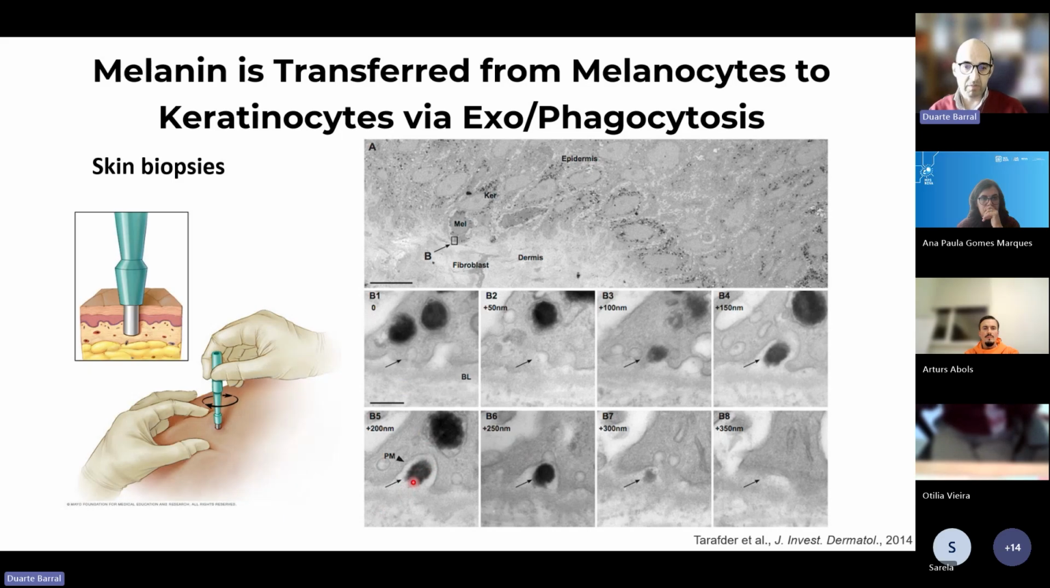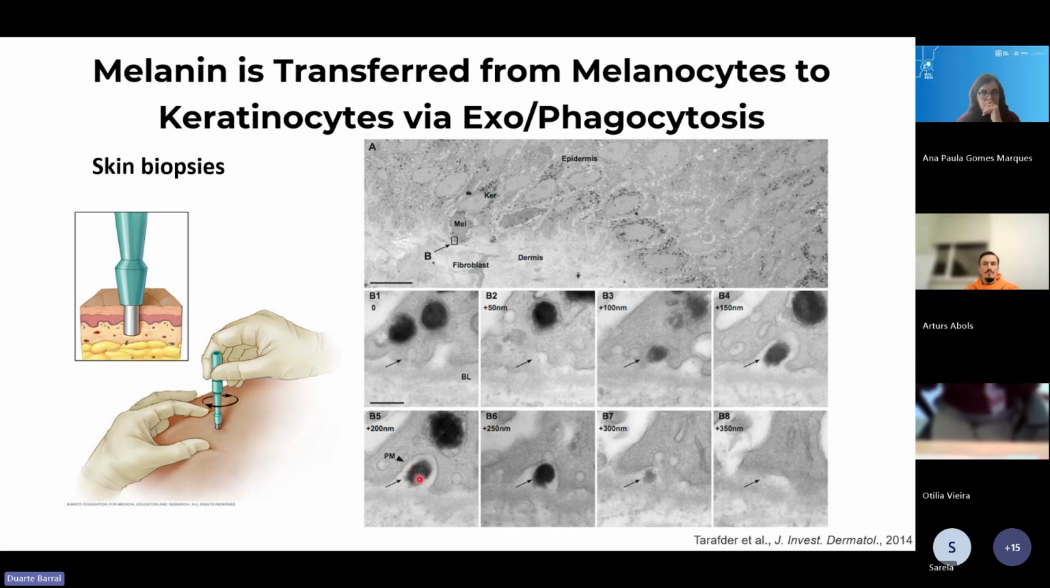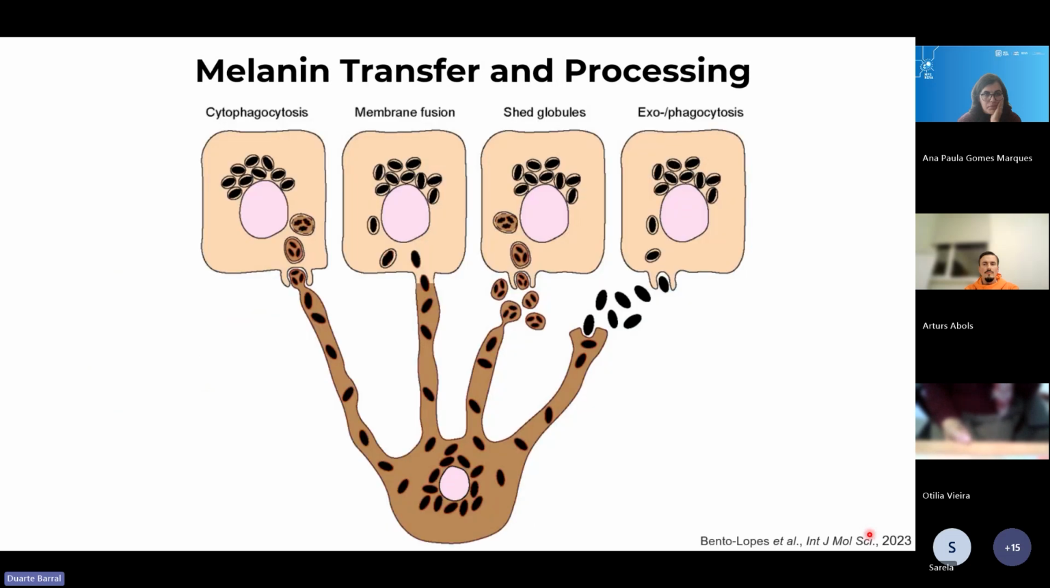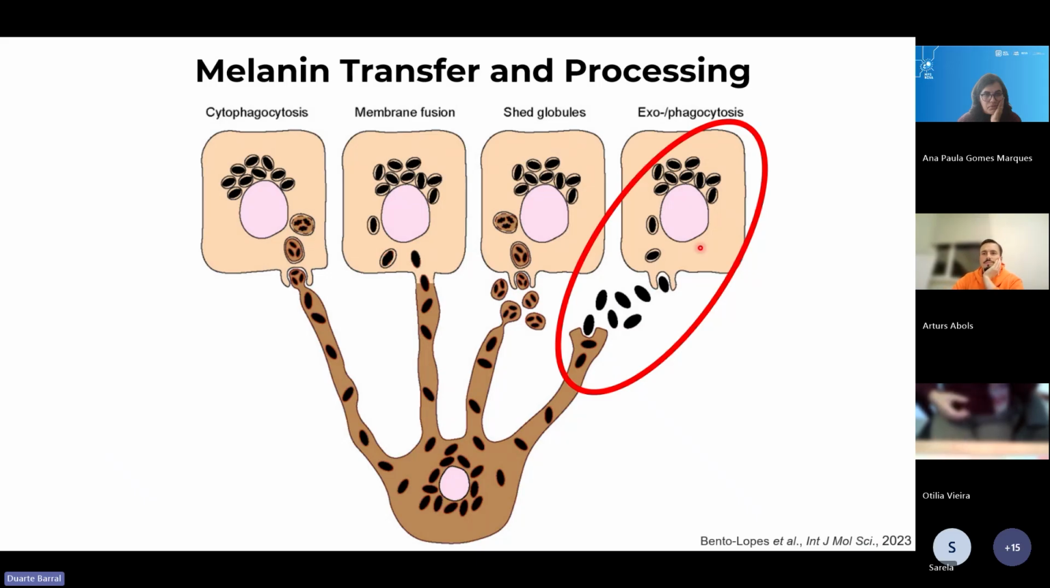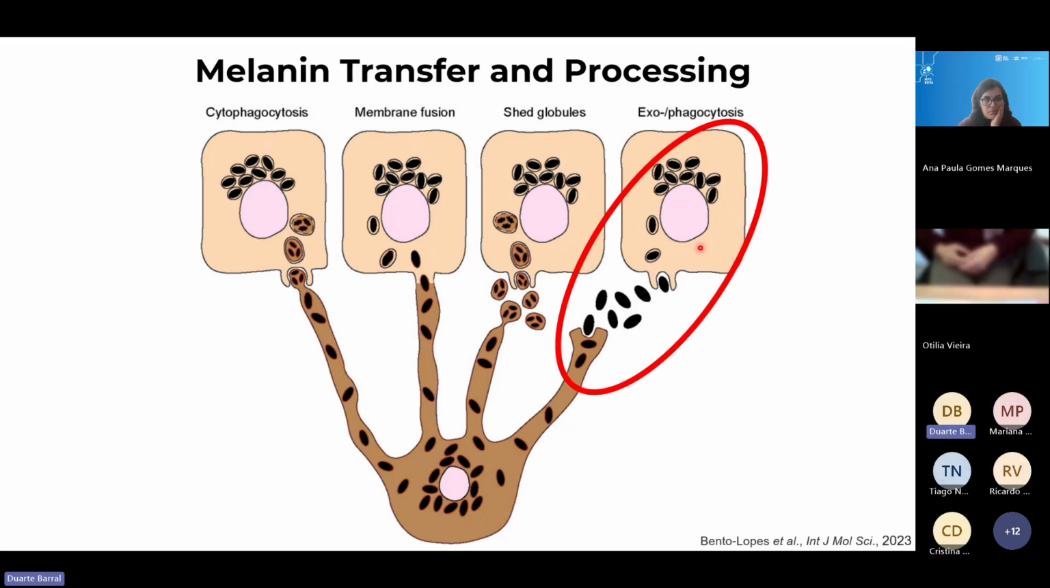And at some point, the melanin actually is not surrounded by any membrane. This is important because we see here a melanosome surrounded by the membrane, and then this membrane fuses with the plasma membrane of the melanocyte, and melanin is exocytosed and then internalized. So this and other evidence that you can check in this publication led us to support this model of exophagocytosis as the predominant one in human skin. And this was only possible by observing human skin biopsies.